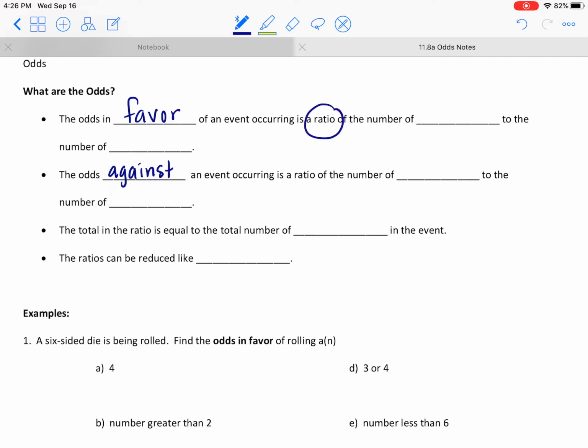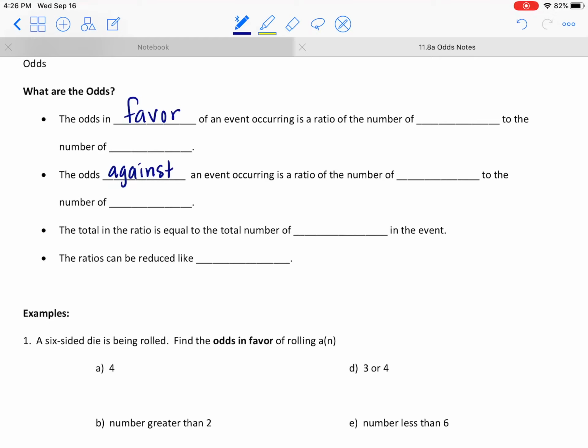Okay, so when we look at odds, in favor is going to be a ratio. A ratio is a fancy word for a comparison of two numbers. Sometimes we compare numbers like this, we say 1 and 4, or sometimes we compare numbers like this, 1 to 4. This is going to be the way we see ratios written for odds. We write a ratio for odds using the colon, but it's just a fancy way to compare two numbers.